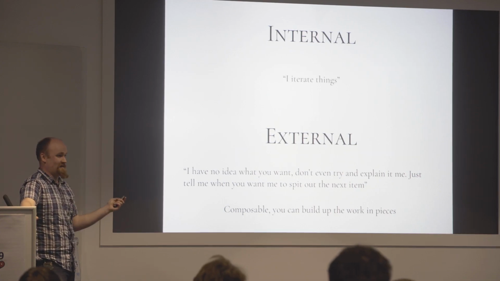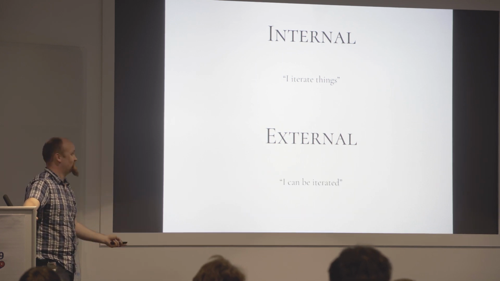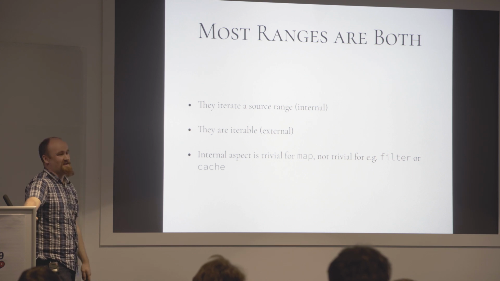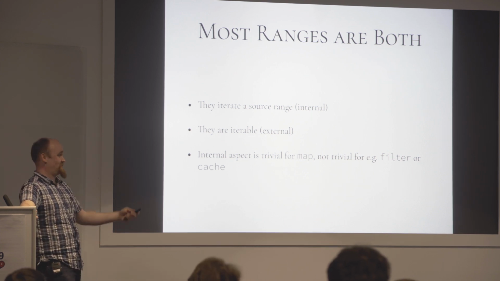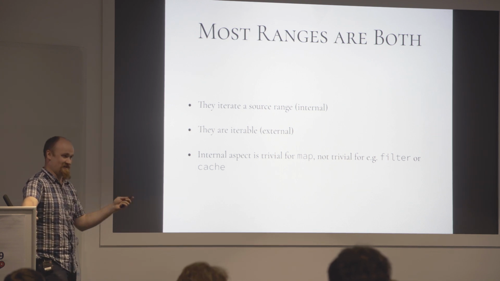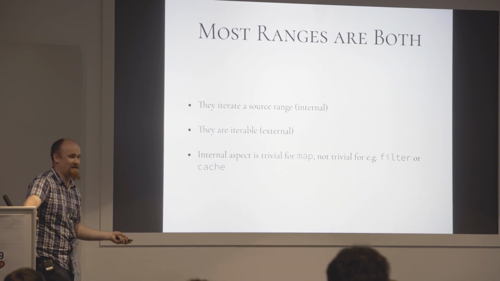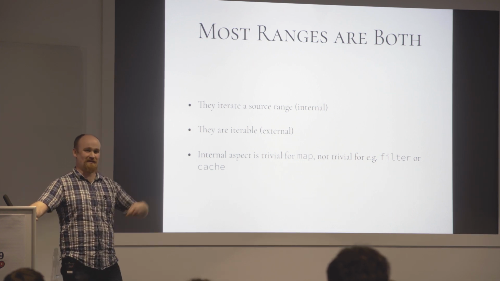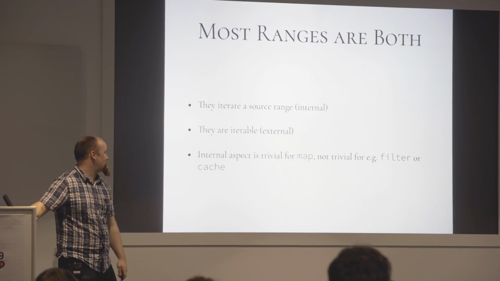Internal, I iterate things. External, I can be iterated. Most ranges are both, actually, because most ranges are things that apply to another range. So they iterate the source range, but they are iterable. So the internal aspect is trivial for map, right? When you pop front on map, it pops front on the internal one. So that's not particularly interesting.